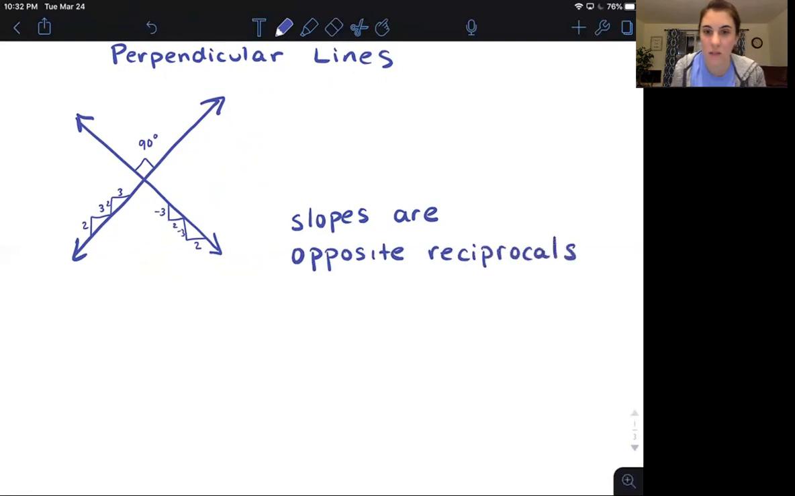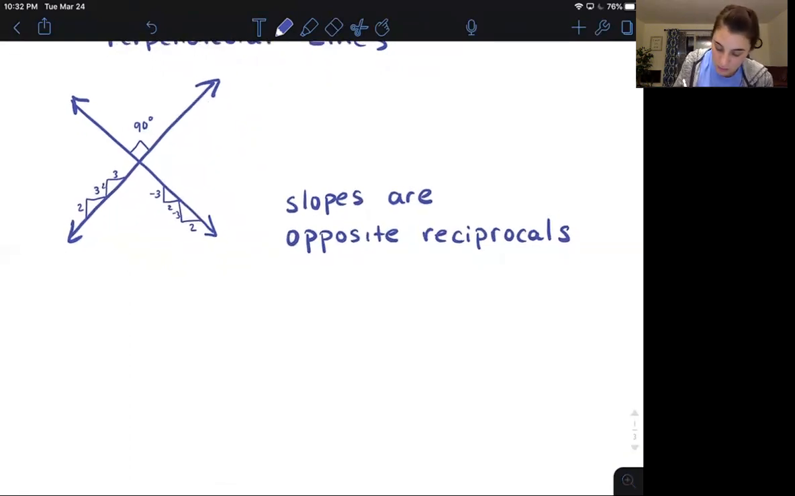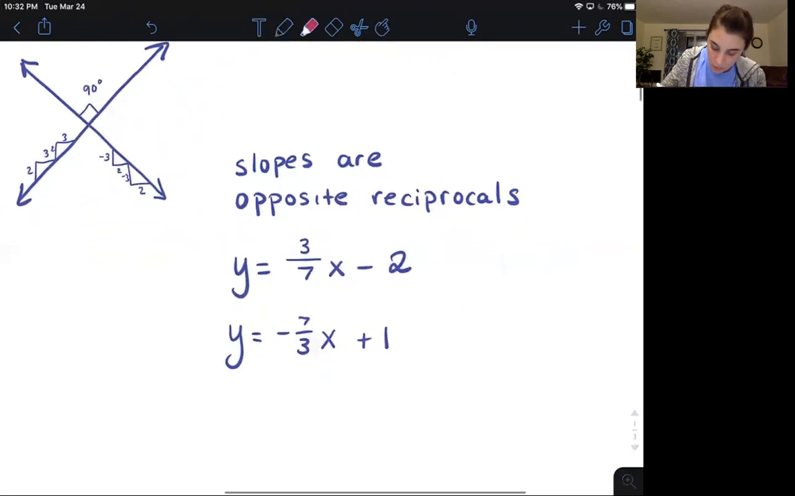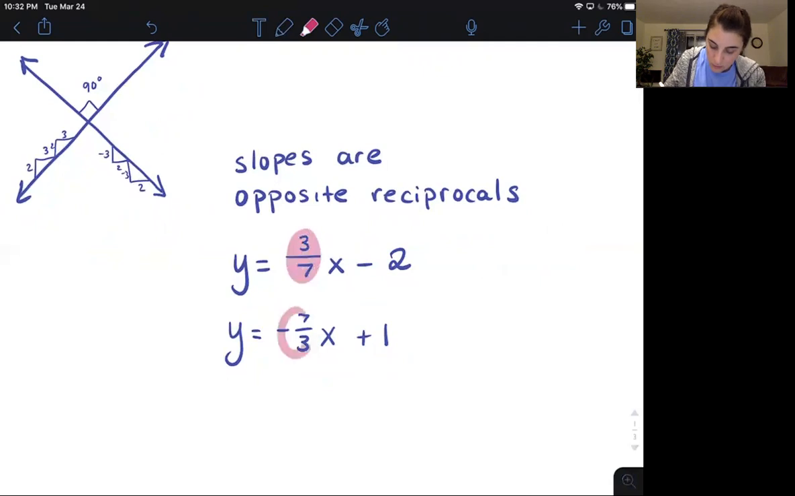The word opposite just means if one was positive, the other is negative. And you guys know what the word reciprocal means, which is if you have a fraction, you flip it upside down, that makes the reciprocal. So as an example, if I gave you y equals 3/7x minus 2 and y equals -7/3x plus 1, if you look at the slopes of those two lines, so that's this number and this number, one's positive, one's negative, and the fraction is flipped upside down. So when we talk about perpendicular lines, we're looking to see that those fractions are flipped.